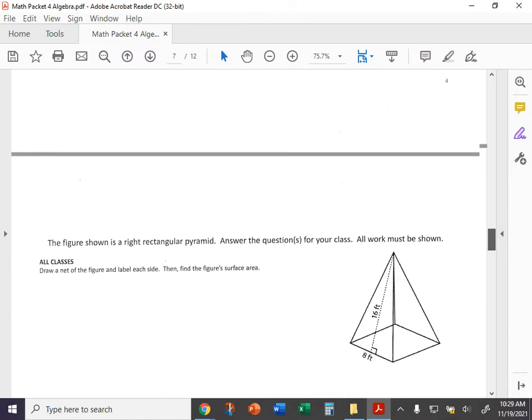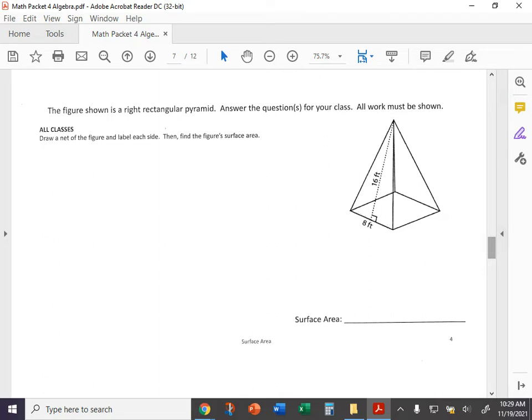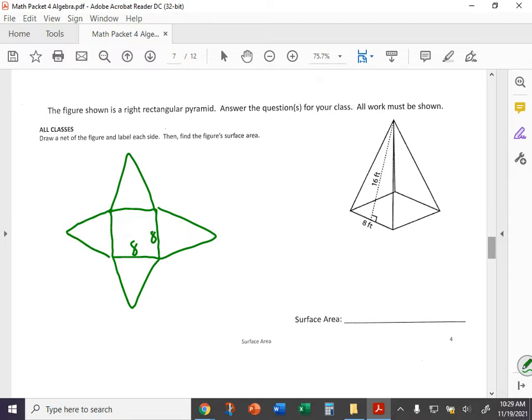Scrolling on down, about halfway through, we come to surface area. Drawing a net of the figure and then finding the surface area of this pyramid. So a pyramid has that square bottom. It's an 8 by 8 square. And then we've got 4 triangles coming out from each side of the square. So if you folded this flat, it would look kind of like that. And the surface area is the area of all 5 of these surfaces added together.